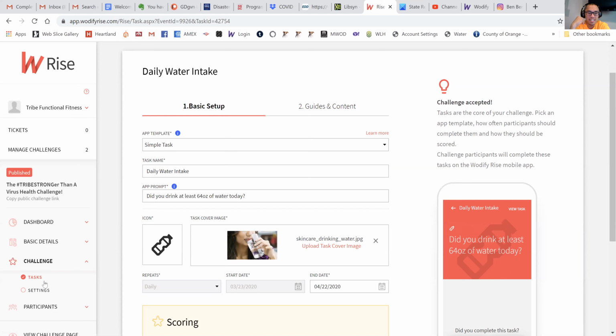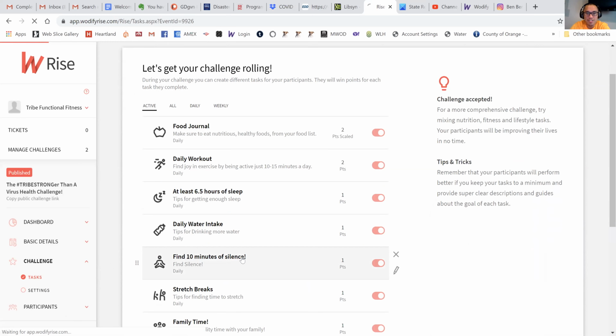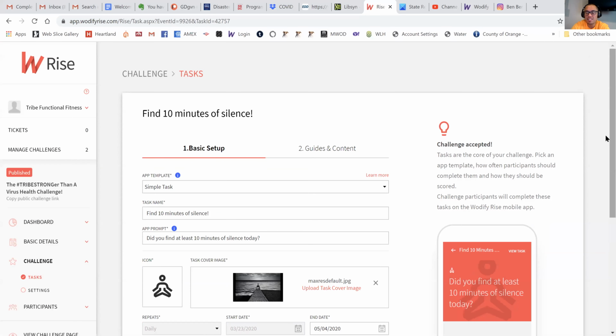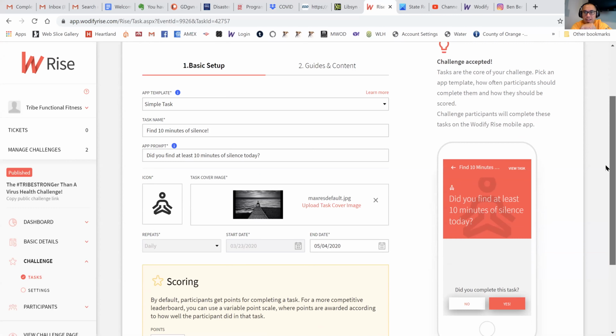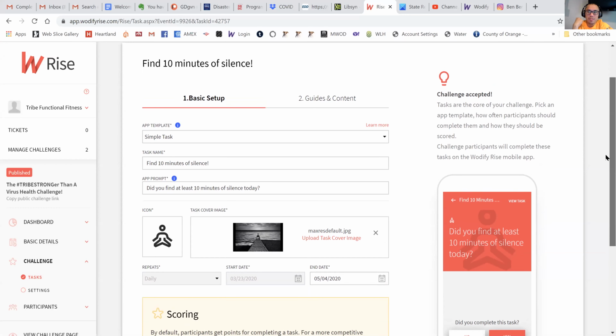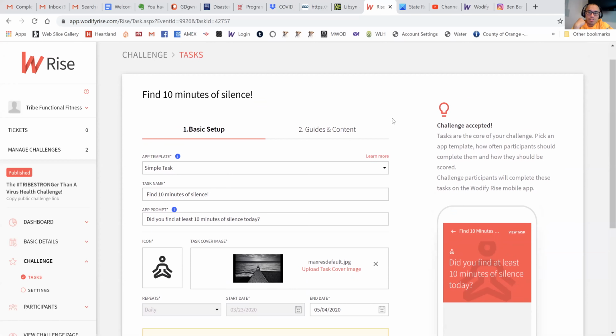So that is the water task. The next task is going to be finding 10 minutes of silence. This was a good one that we added from the last challenge that we did with Race on the Base, right? What we're trying to do is make this more than just a physical challenge.